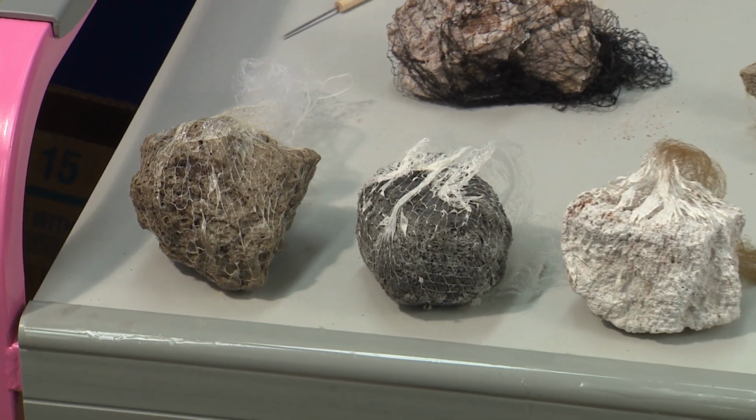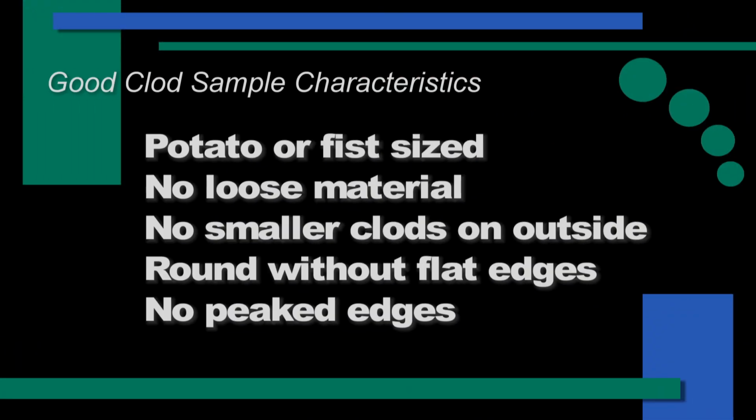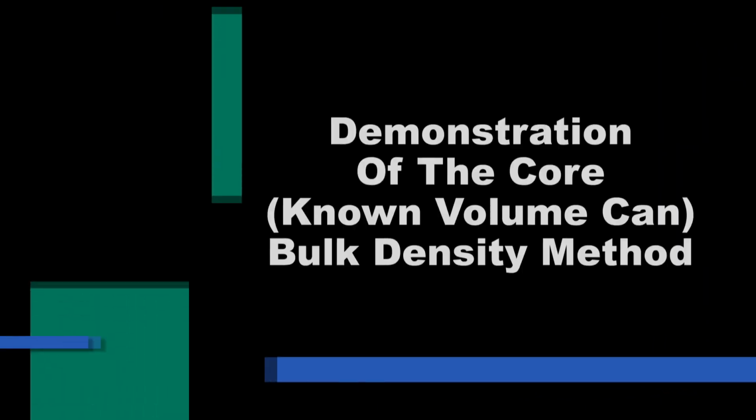What we're looking for in our clods is a potato or a fist-sized clod. It doesn't have any loose or smaller clods on the outside. We're looking for a clod that has a more smooth, rounded exterior. If you have these peaks and edges, carefully carve any peaked edges away. Keep in mind the texture and soil that's being sampled, and then decide what sample method to use.